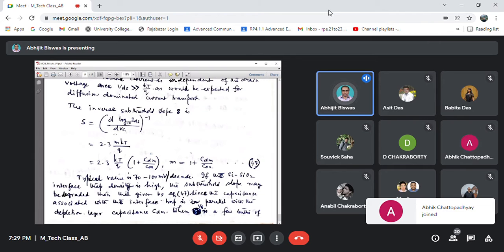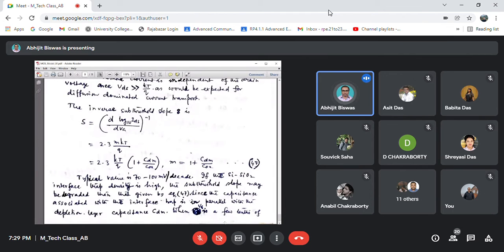The typical value of this inverse subthreshold slope is 70 to 100 millivolt per decade. Decade means a factor of 10. So if we start with 10 millivolt, 1 decade above means it is 100 millivolt. If we start with 100 millivolt, 1 decade above means it is 1 volt. So typical value of this inverse subthreshold slope is actually 70 to 100 millivolt.